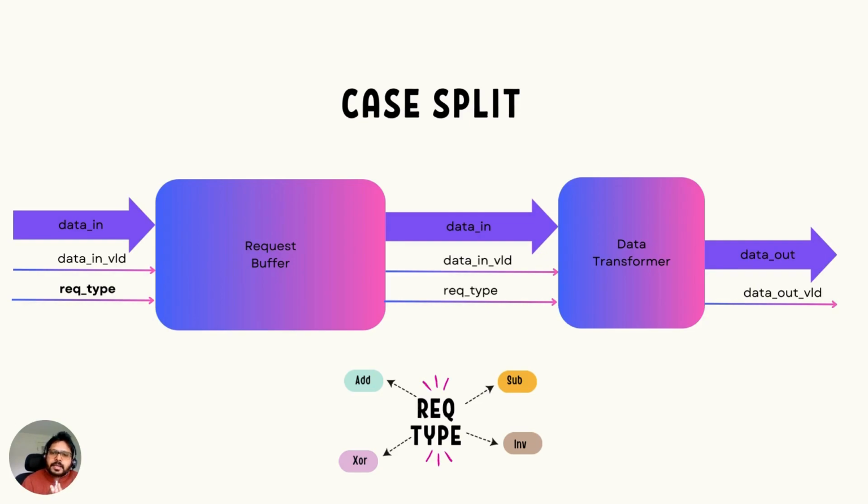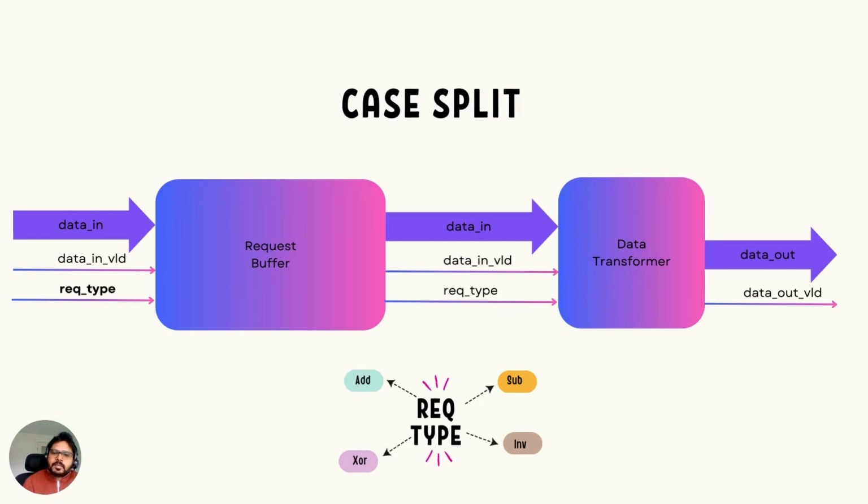Let's consider a design that does various operations on incoming data. This is a sequential design with a buffer in the beginning. The buffer module that you see on the left hand side stores the incoming requests into the design, which then go to the actual data transformer blocks.